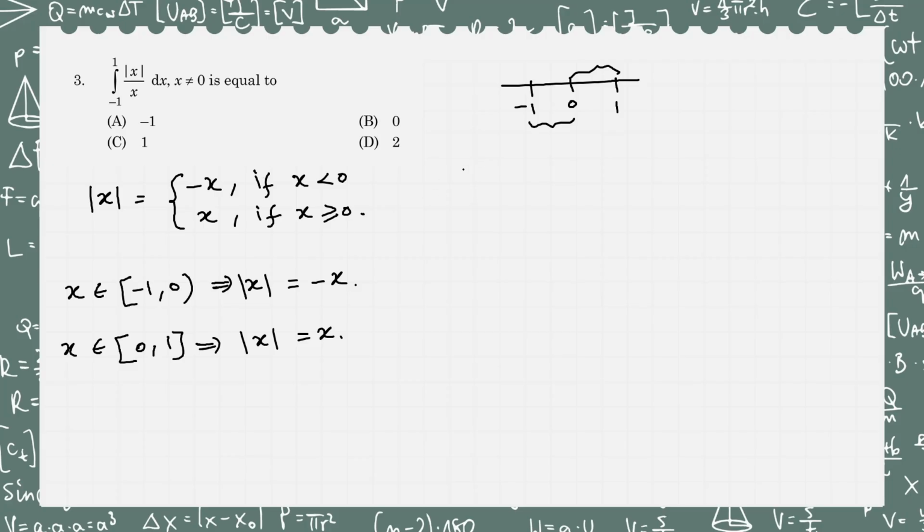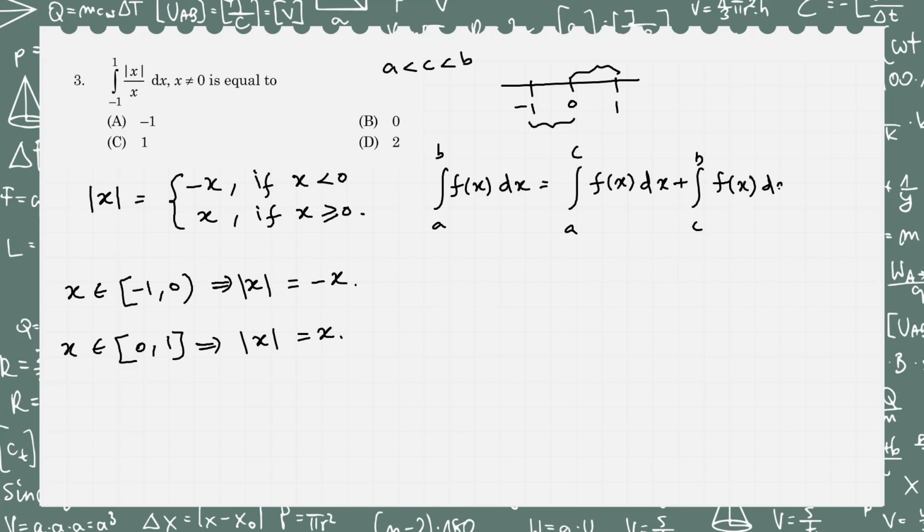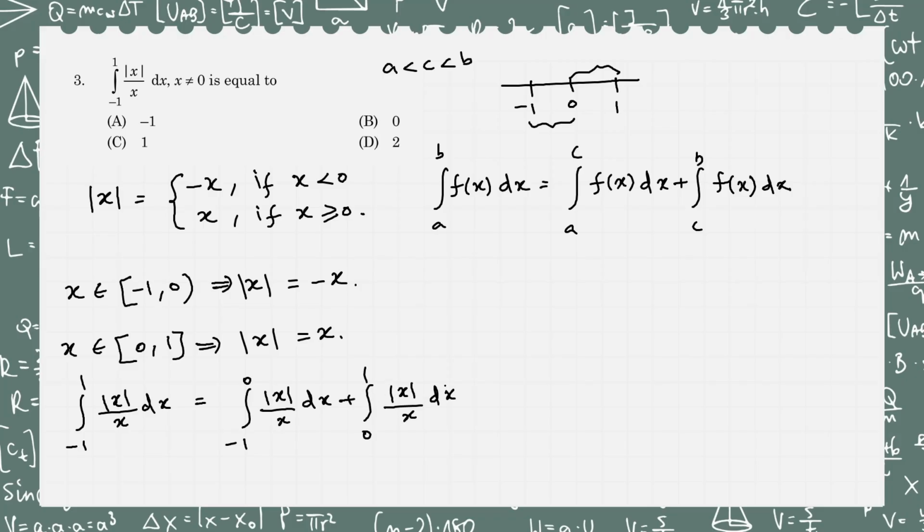We can do that because when we have integral a to b f of x dx, the property says if there is a c which lies between a and b, we can split it like integral a to c f of x dx plus integral c to b f of x dx. So doing the same here, integration between minus 1 to plus 1 modulus of x by x dx equals integral minus 1 to 0 modulus x by x dx plus integral 0 to 1 modulus x by x dx.